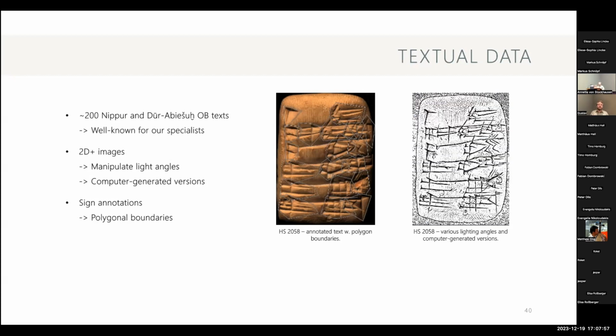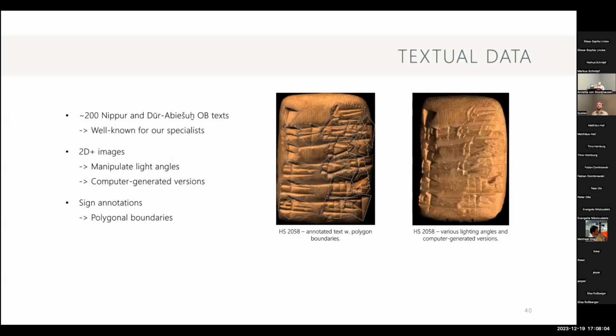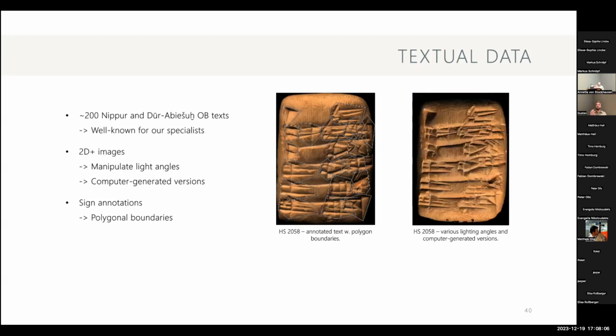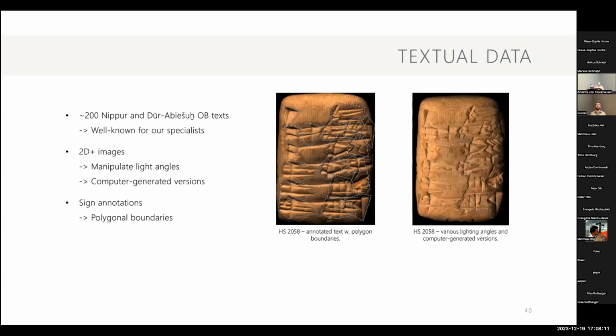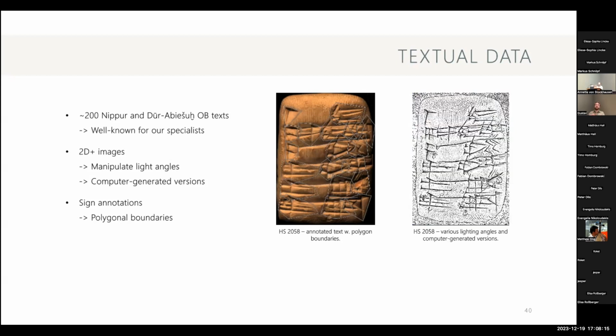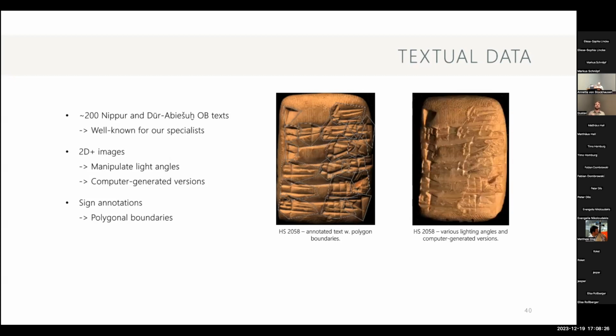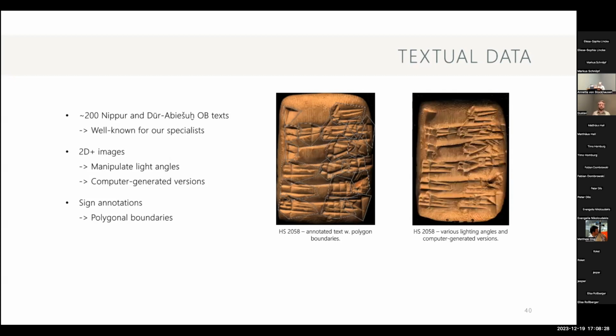Then we have the sign annotations themselves. They are polygonal boundaries. That means we have multiple nodes. So it's not just a square. We found that doing a square, you often sit and try to reduce the noise by trying to fit it perfectly inside the box without taking too much of other signs. But this is where the efficiency part comes in. It was easier to just surround the signs with a lot more nodes. Then you get less noise, and hopefully that will also improve our model.